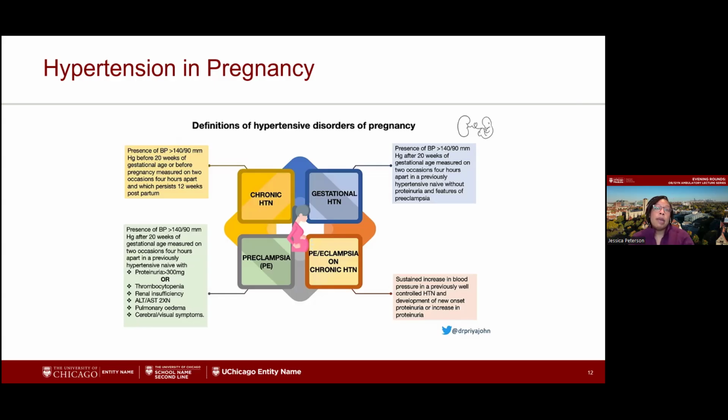Oftentimes, though, people will come in with perfectly normal blood pressures and then end up with preeclampsia, and that's mostly what we see.